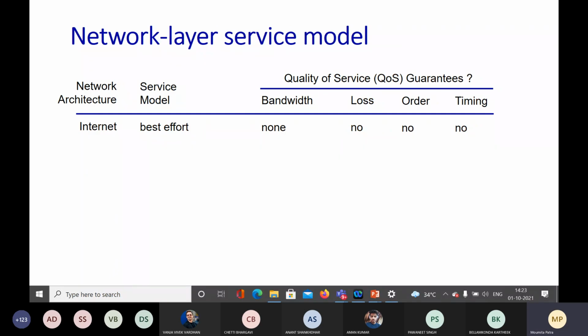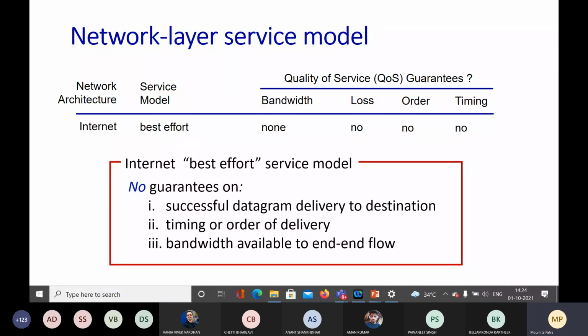All right. So let us see some of the example applications here. So let us talk about the best effort service model.